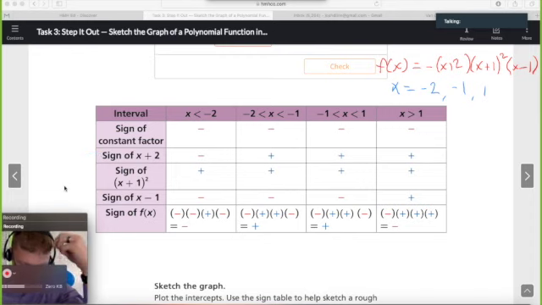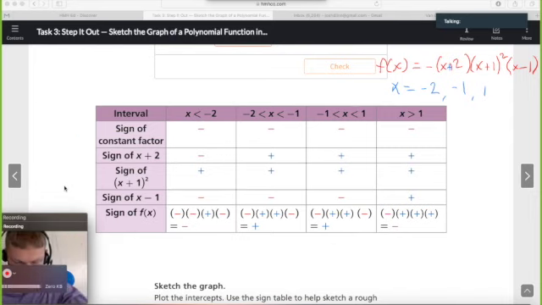All right, so again, as I was saying, we've got our sign of our constant factor, and these are just our factors going down the line. X plus 2, which is our first one, x plus 1 squared, x minus 1. Okay, cool. Let's make it happen.